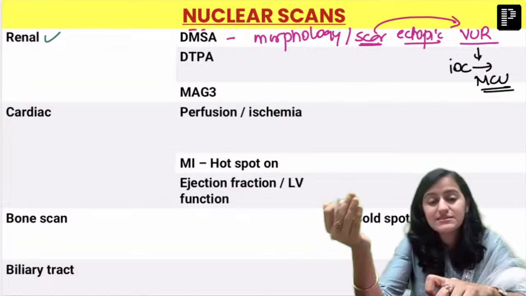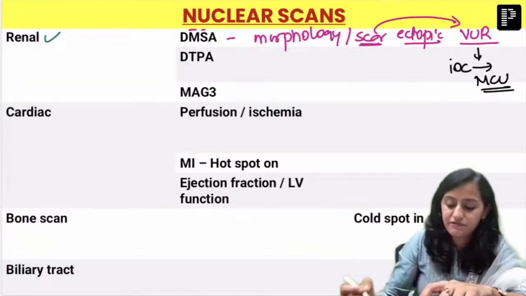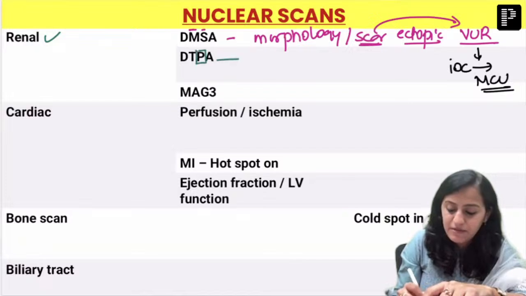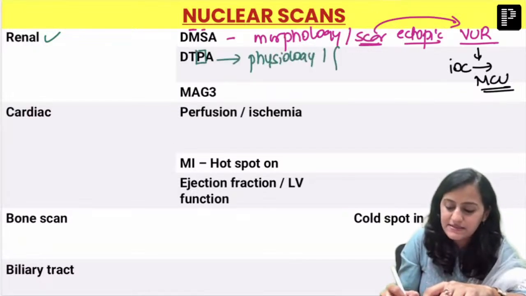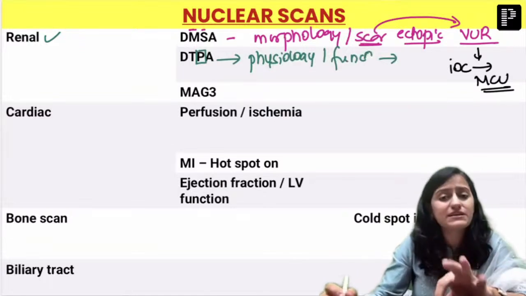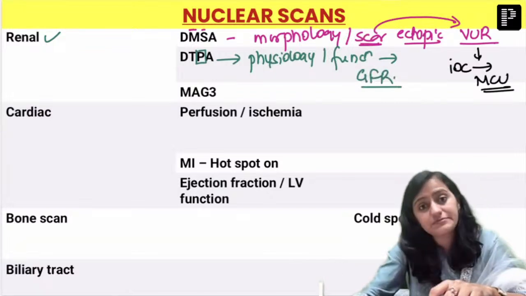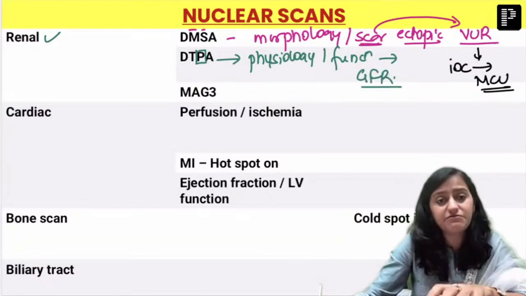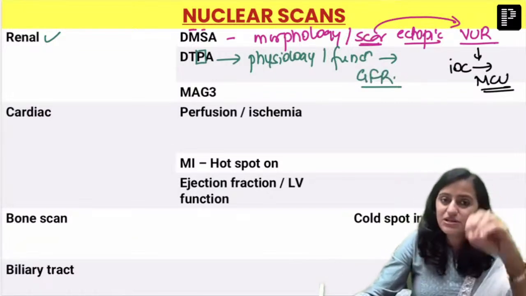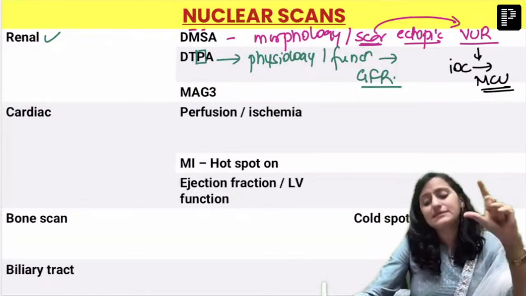It is DMSA scan, which is helping you to see the scar because of VUR. Okay, important, two different questions. For DTPA, remember the trick is P for physiology. Physiology means the function of the kidney, right? So it's a functional scan. So what function of the kidney does it tell you? The DTPA tells you the GFR, right? It tells you the GFR because this DTPA is excreted by GFR only, not by the tubular secretion. So it will help you to estimate the GFR.